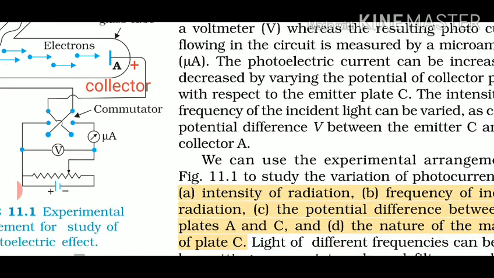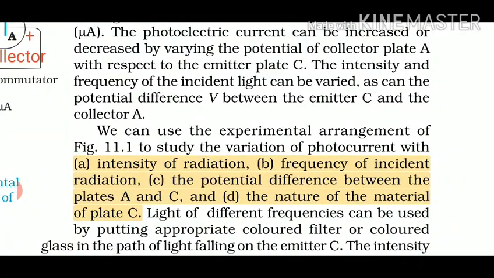In today's video lecture, we'll have a look at how we can use this experimental arrangement to study various parameters in relation to photocurrent. The parameters that we are going to take up: the first is intensity, second is frequency, third is the potential difference between the plates A and C, and fourth is the nature of the material.